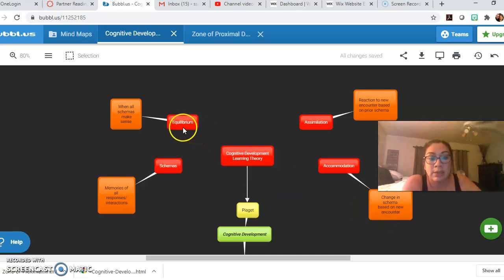The last term we're discussing is equilibrium. That's when the schema, memory, and responses all make sense with all that we've gone through. So when there's a balance, we're able to relate and associate things and there's no confusion, there's no problems. So that's how I like to sum up cognitive development theory.